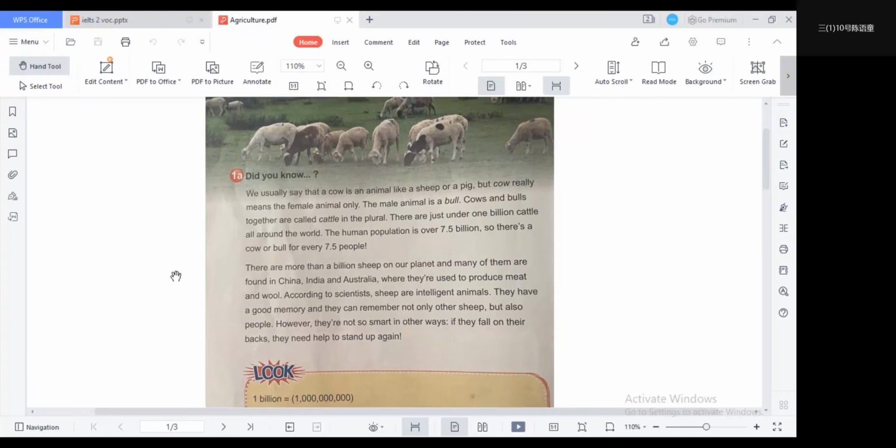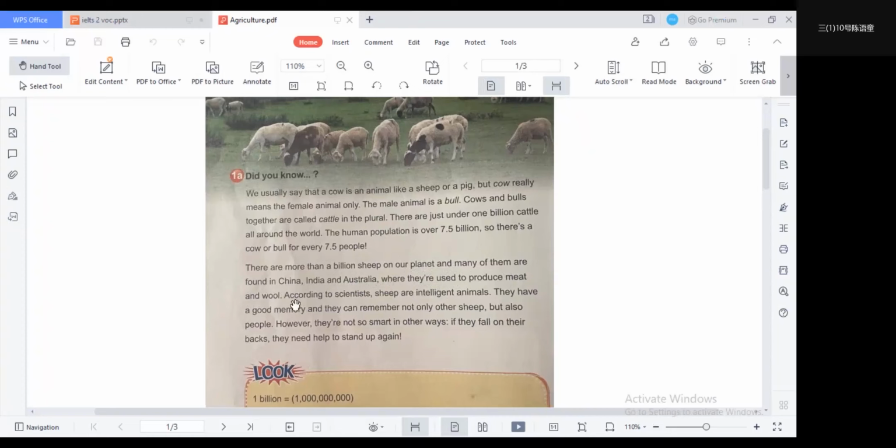There are more than a billion sheep on our planet, and many of them are found in China, India, and Australia, where they're used to produce meat and wool.